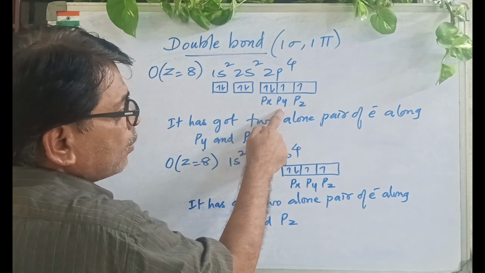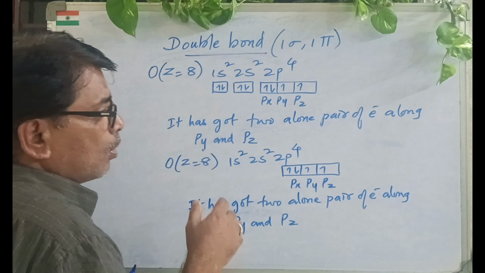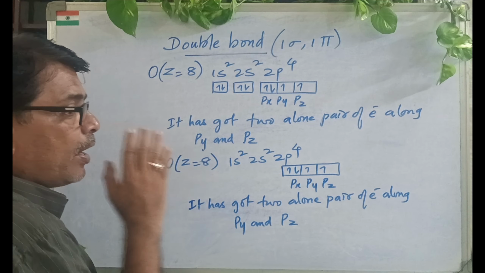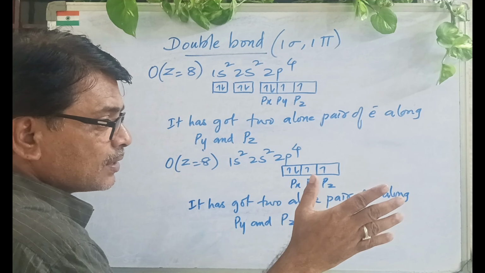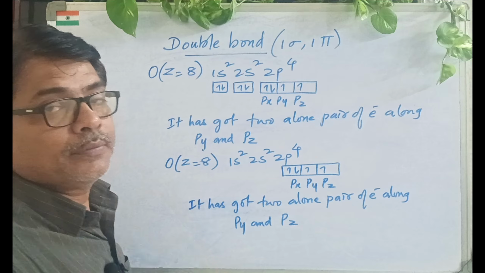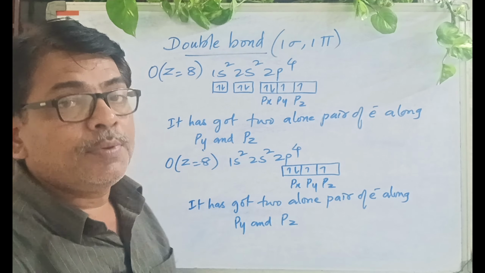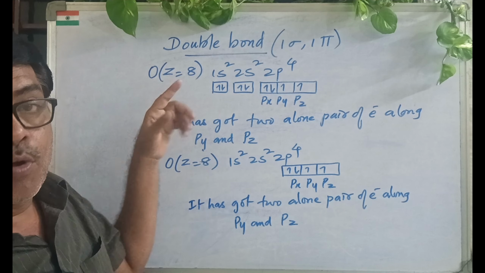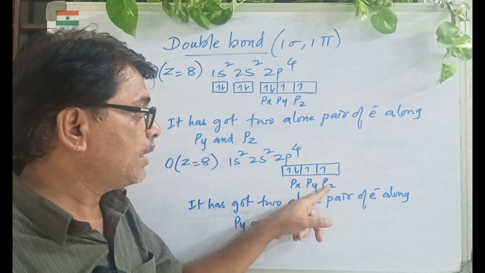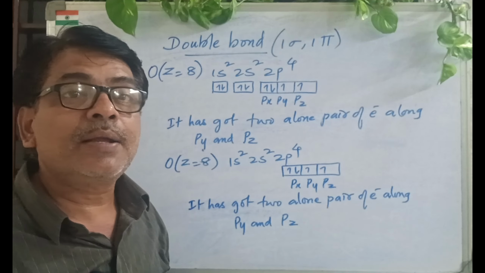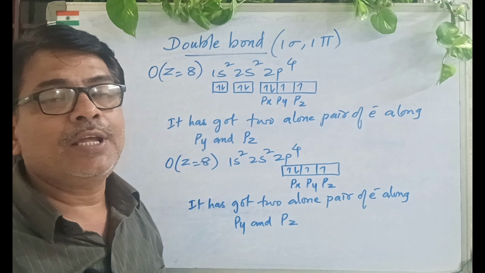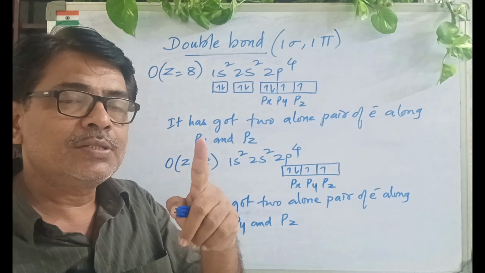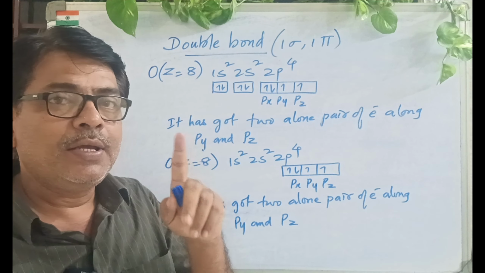Once again, py orbital of one oxygen atom overlaps with py orbital of another oxygen atom. End on end overlapping takes place and the resultant is sigma bond. Same lines you repeat for pz. Pz orbital of one oxygen atom overlaps with pz orbital of another oxygen atom. Side on overlapping will take place and the resultant is pi bond. That's all. So simple. One sigma end on end, one pi is side on.